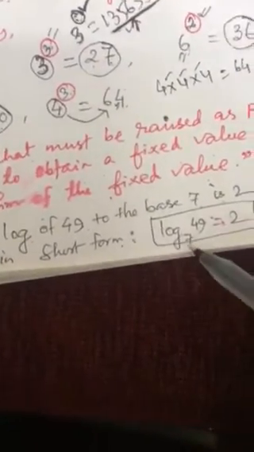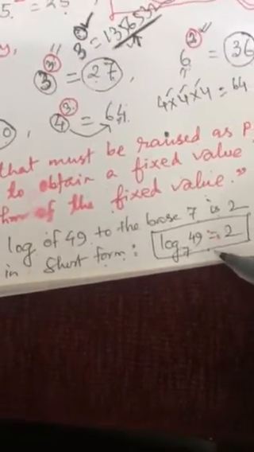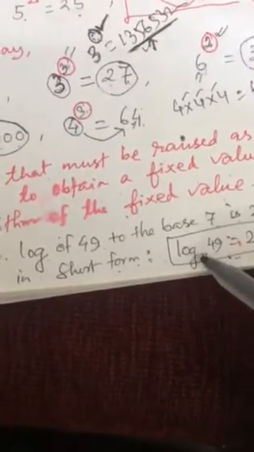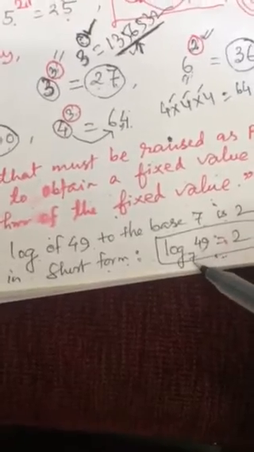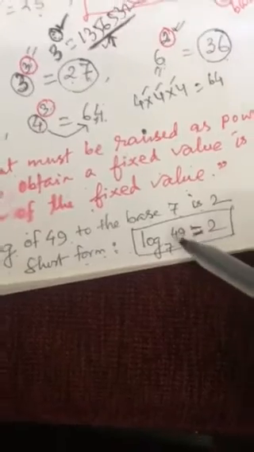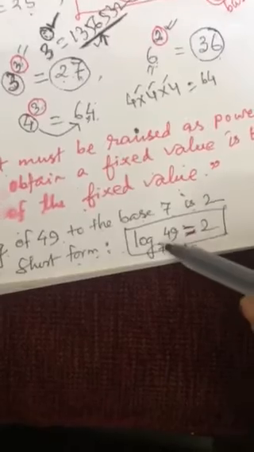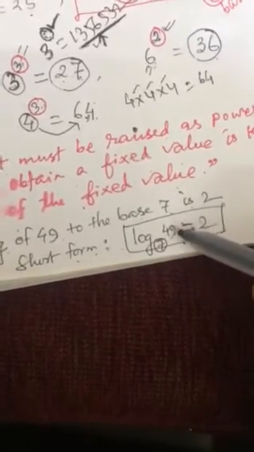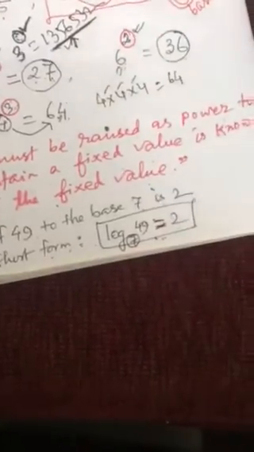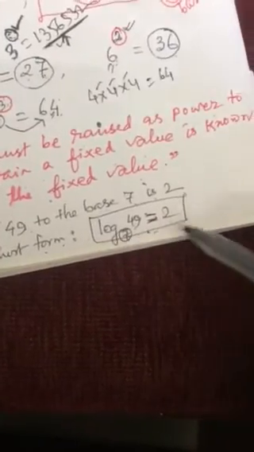In short form you can say logarithmic form. This is called logarithmic notation or logarithmic form. Log of 49 to the base 7 is 2. We always write the base down, and you have to write 2 numbers here. Log of something, log of which number are you going to find? That number you have to write here. Log of 49 to the base 7 is 2.